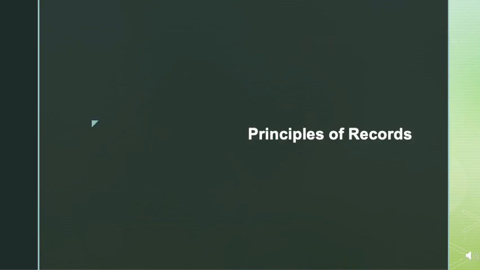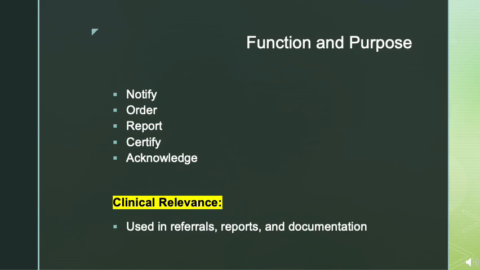Moving into the principles of records. These principles guide how documentation should be written to ensure that it is clear, effective, and reliable. They help standardize the way information is recorded so that it can be easily understood and consistently used across different healthcare providers. Understanding these principles is important because good documentation is not just about writing, it is about writing correctly and professionally. Every record has a function and purpose.